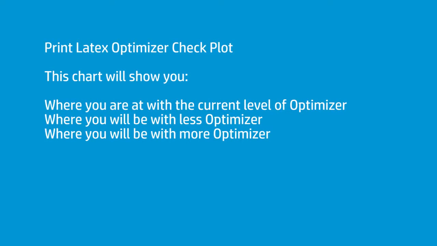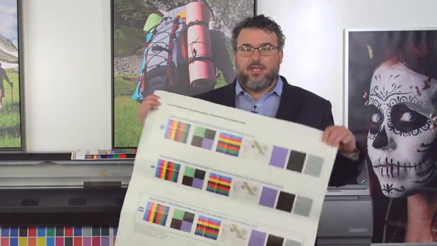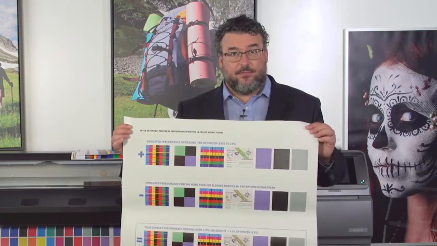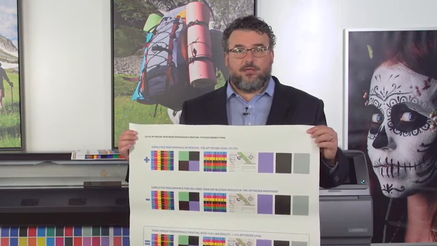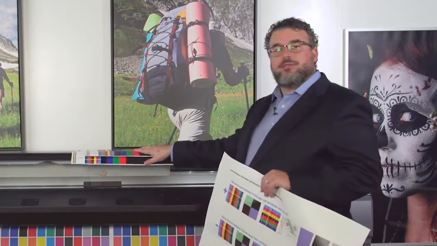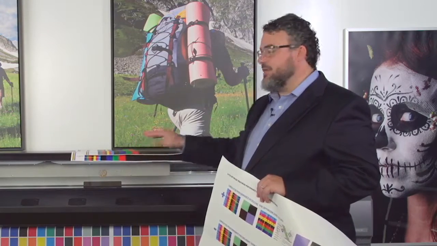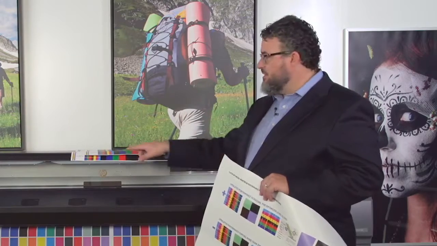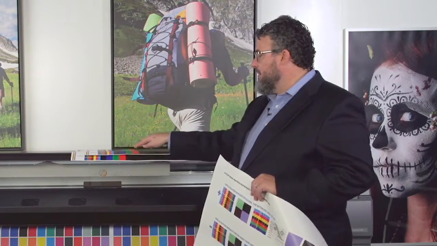Now this is a chart that's actually on the image quality tab on the printer. It is under Print Latex Optimizer Check Plot. So if you wonder, do I have the right amount of optimizer? You print this chart. And this chart is going to show you where you're at, where less optimizer will be and where more optimizer will be. You can use this chart, or you can go into the settings and change the optimizer and run this calibration chart. I usually use the calibration chart. I'll do a couple variations and look very closely at the bleed and look very closely at the coalescence, and that usually tells me everything I need to know.